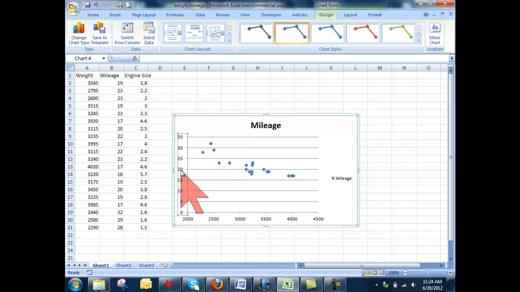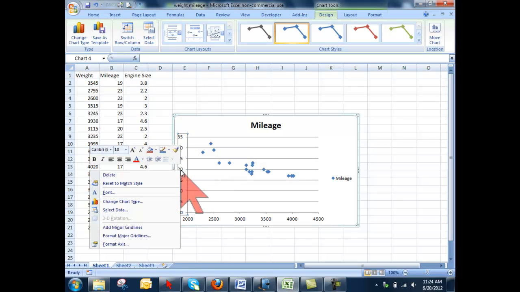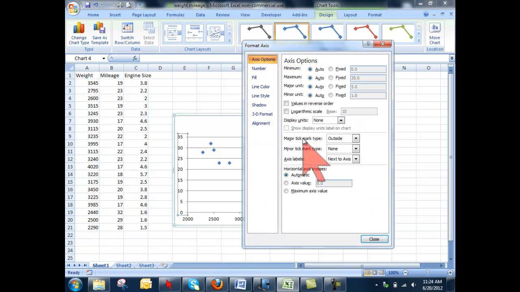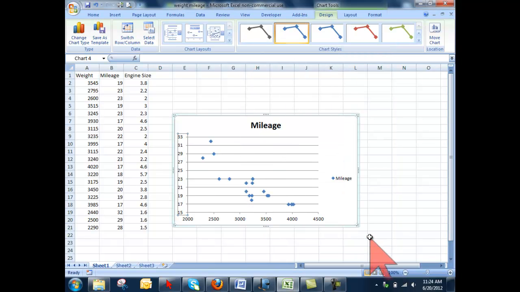And if I come over here and left click, and then right click and Format Axis, again, I'll choose a new minimum. The smallest engine size is something like 17, so I could start here at 15. And that's a much better scale to use than what Excel initially chose.